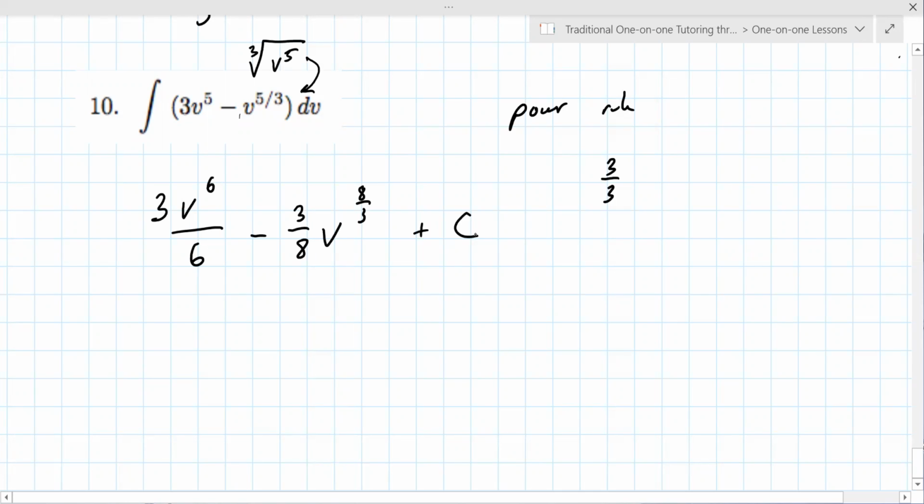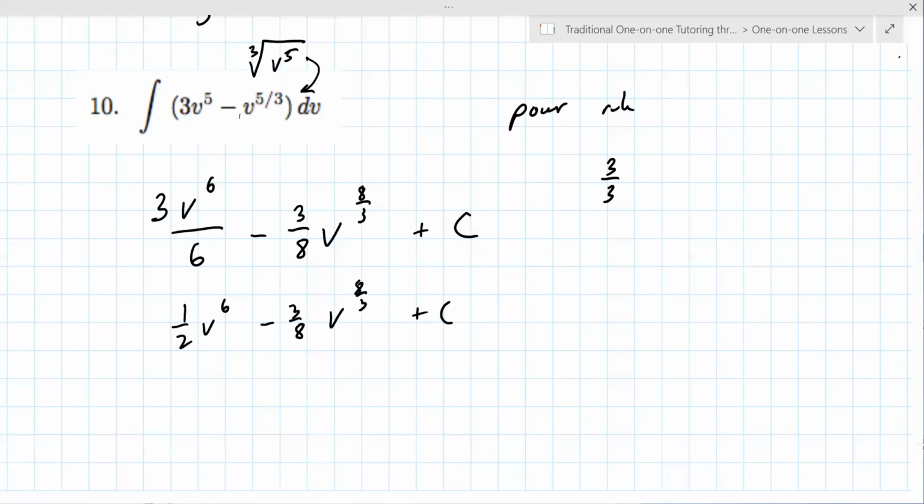Okay. That's it? Yep, sorry, it's underwhelming. For 3v to the 6 over 6, could you simplify that into 1/2? Yes, and you should. Just want to make sure. Sometimes there's weird rules and they don't even do it.